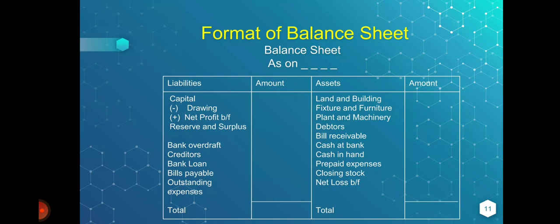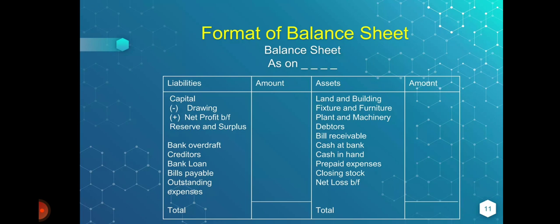On the right hand side we are entering assets. Assets include land and building, fixtures and furniture, plant and machinery, debtors, bills receivable, cash and bank, cash in hand, prepaid expenses, closing stock. So these are the assets of the company, and that has to be entered on the right hand side of the balance sheet.